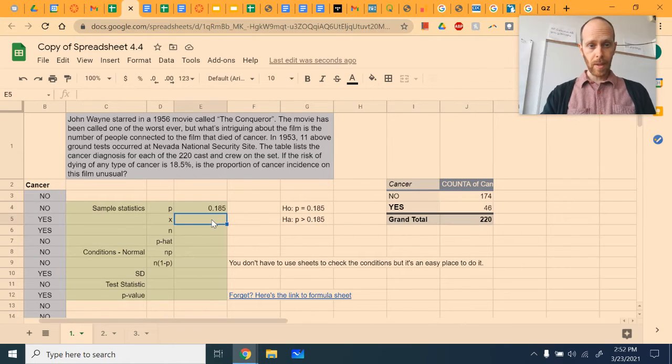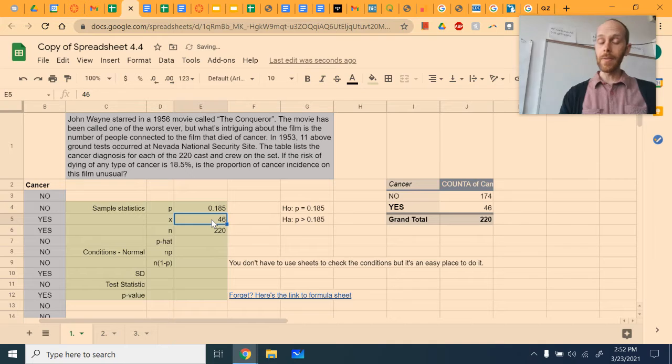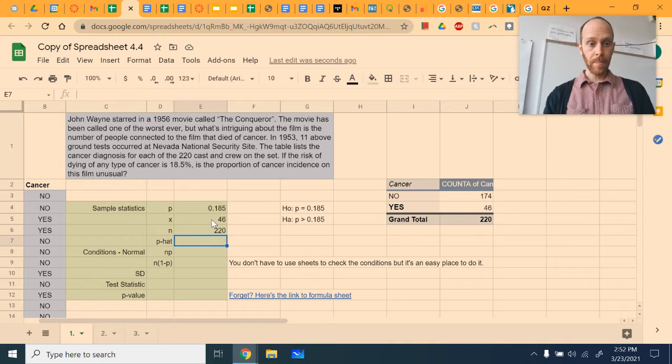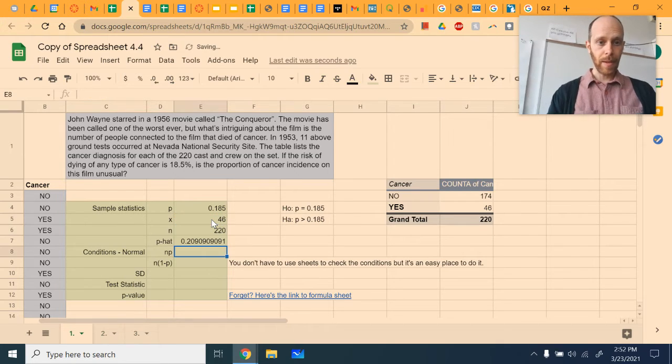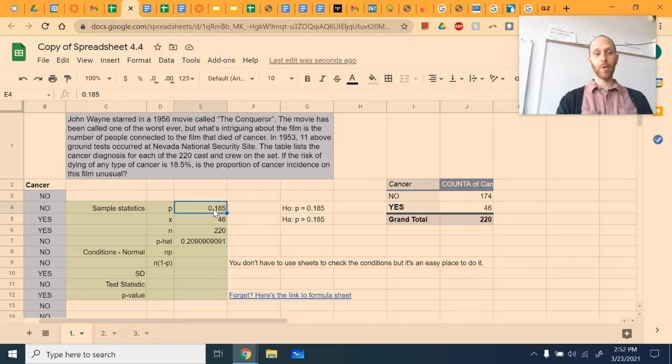So my X is 46. My N is 220 people. So the number of successes divided by the sample size. My P hat will be the number of successes divided by the sample size. So our P hat is about 21%, which is higher than the population proportion.